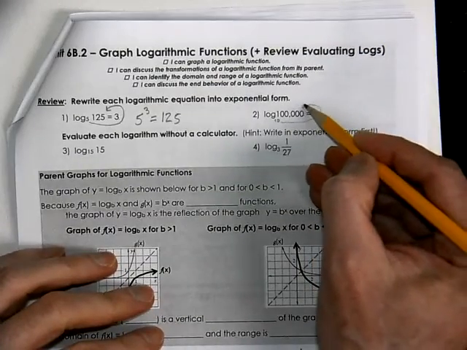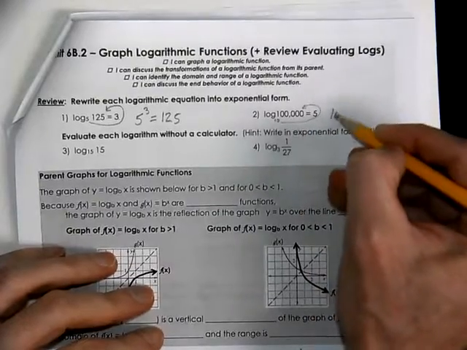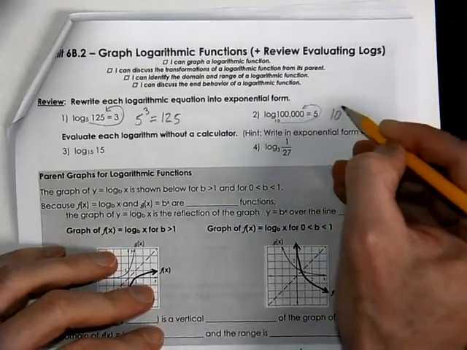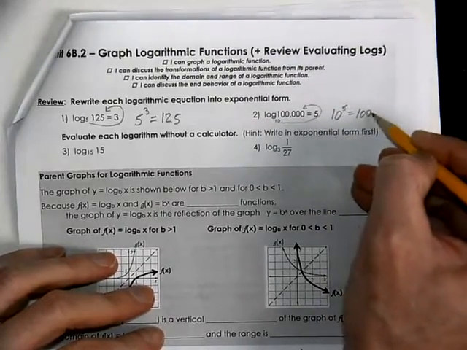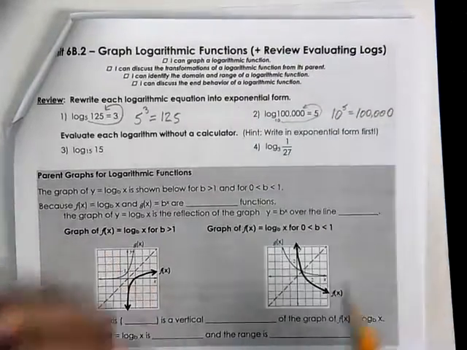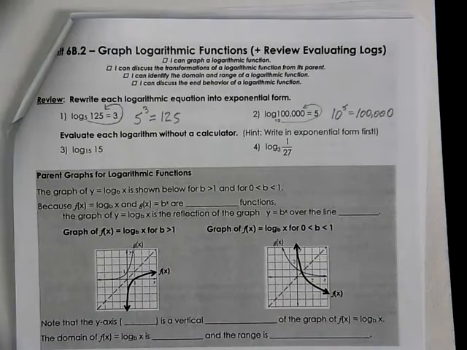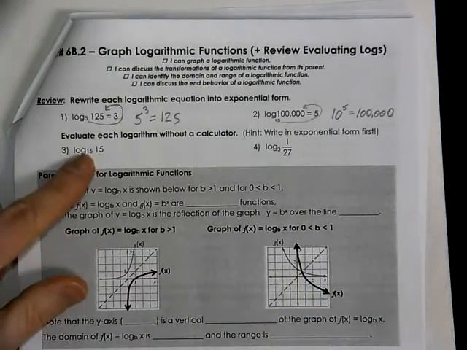So we would go around. The base is 10, the exponent is 5, and that equals 100,000. So 10 to the 5th power would be 100,000.